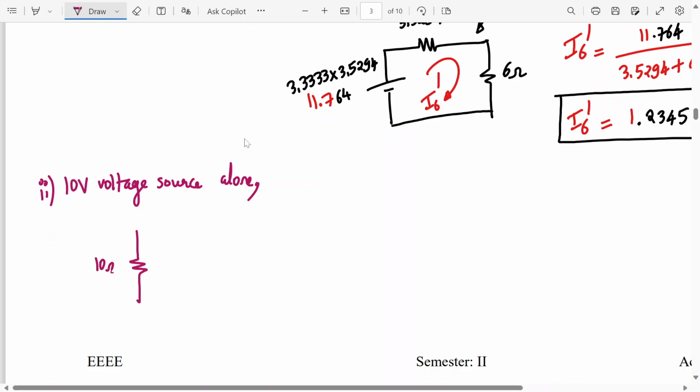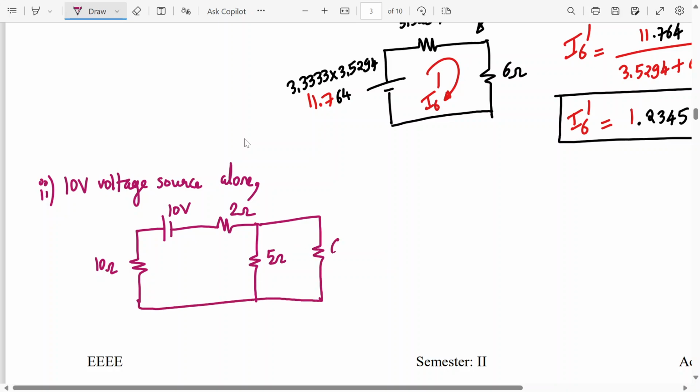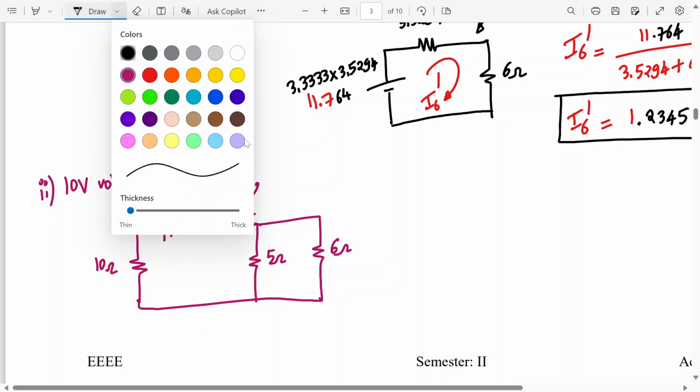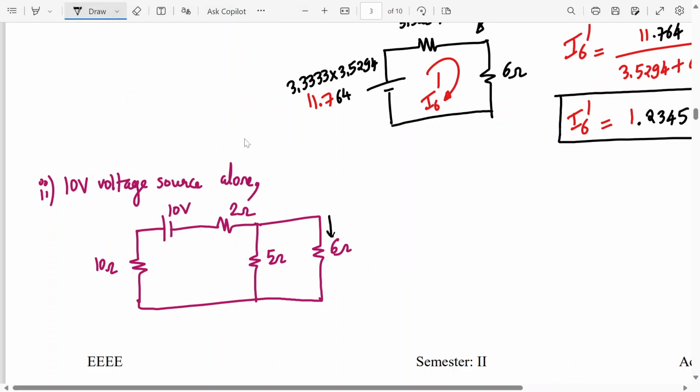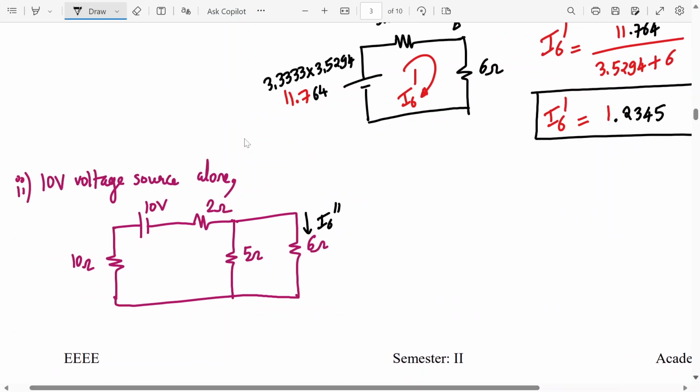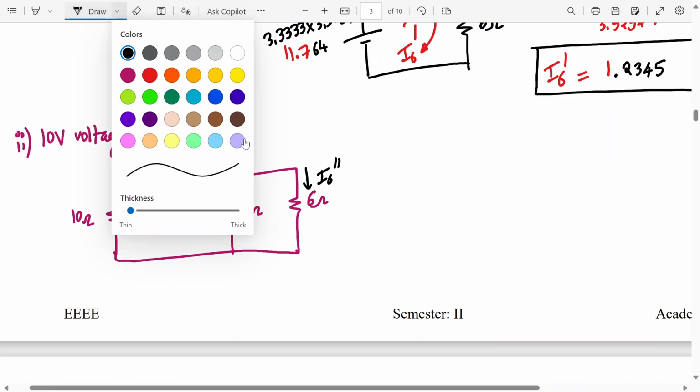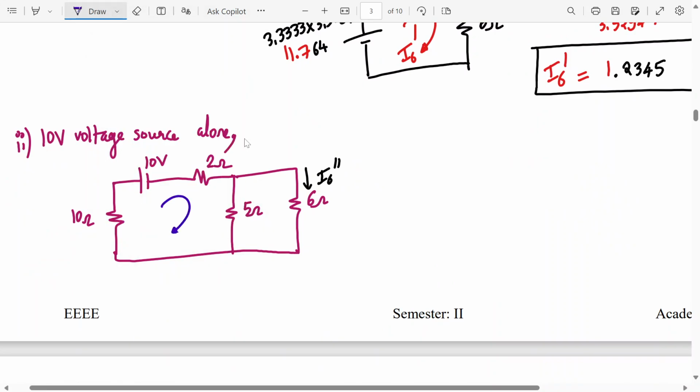We have 10 ohm over here. This is a voltage source, 10 volt voltage source. Then we have this resistance 5 ohm. Then we have this resistance 6 ohm. So 6 ohm. Now how will you solve this? This current is I6 double dash. Anyone? What technique will you apply over here? Don't think. If it is a mesh, apply mesh analysis. I1, I2. Correct?